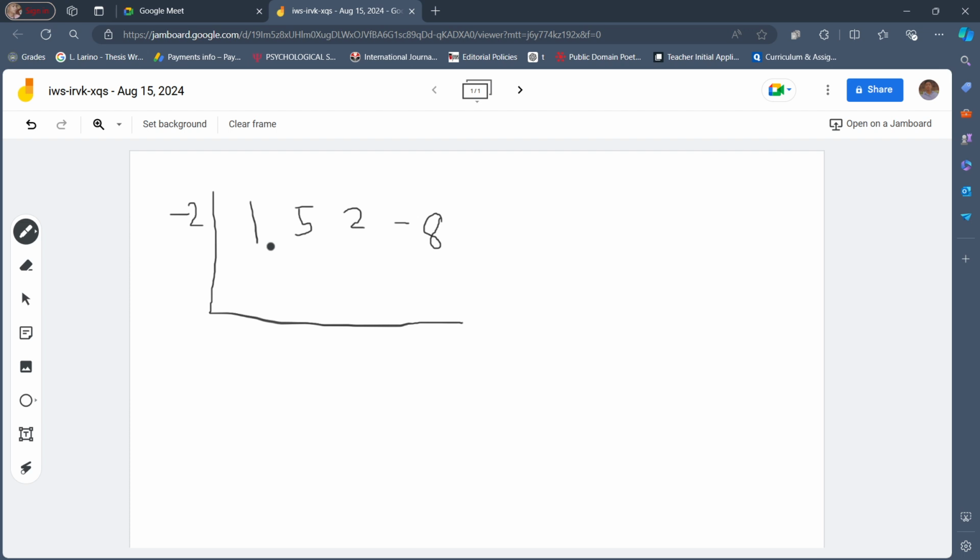Okay, so this is synthetic division. Bring down the leading coefficient 1, multiply it by our divisor, negative 2, then we have negative 2. And add: 5 plus negative 2 is positive 3. Multiply again, 3 times negative 2 is negative 6. Then 2 plus negative 6 is negative 4. Negative 4 times negative 2 is positive 8, and negative 8 plus 8 is 0.